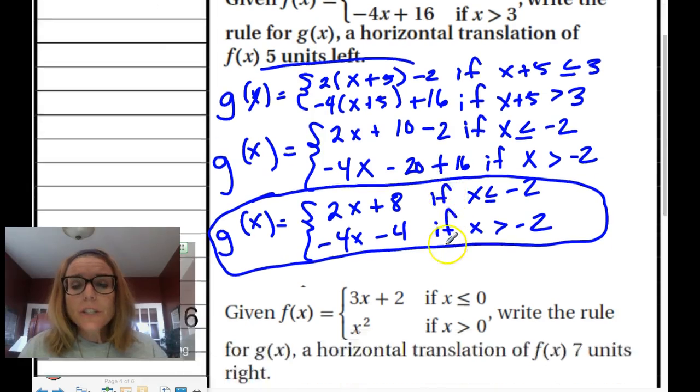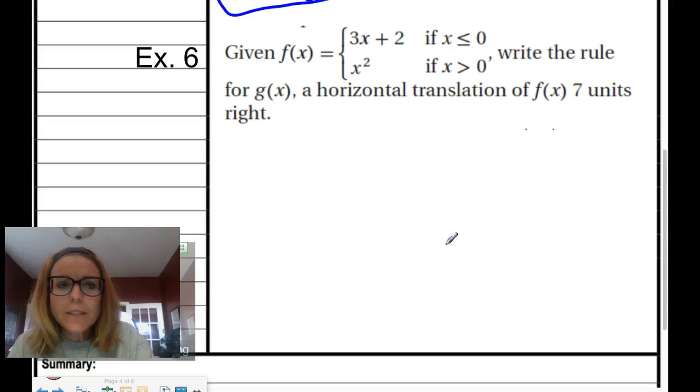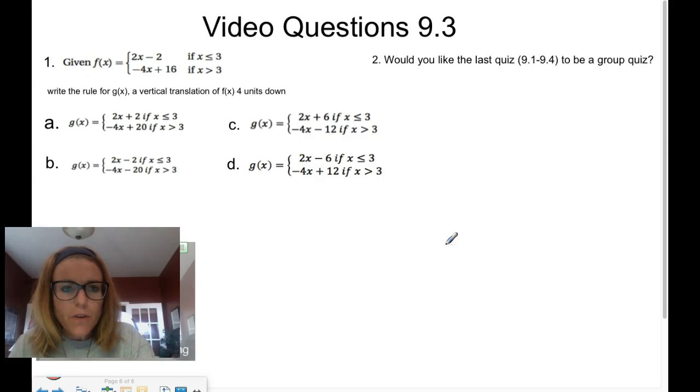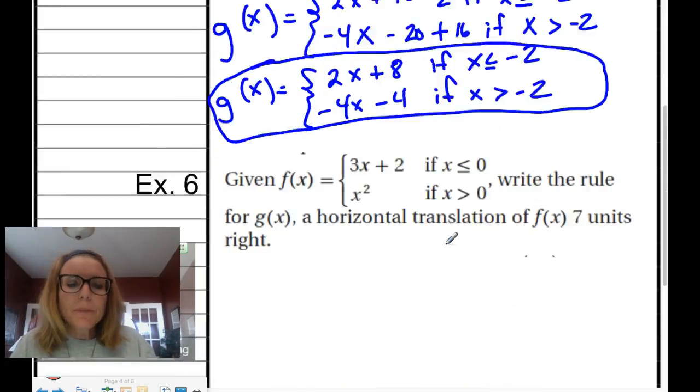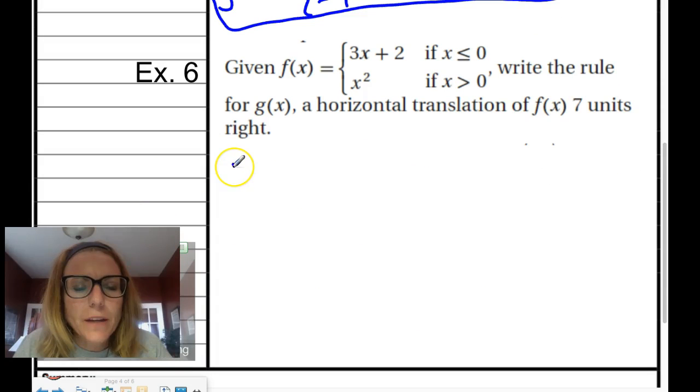So that's 5 units to the left, 7 units to the right. I think we can save that for class. And we have 2 units up. I just want to see what else we have. Oh, you know what we're going to do? We're going to do example 6, actually. 7 units to the right, because I think you need a little more work on that. So let's do 7 units to the right now.